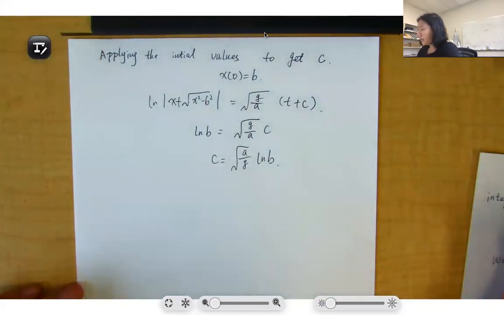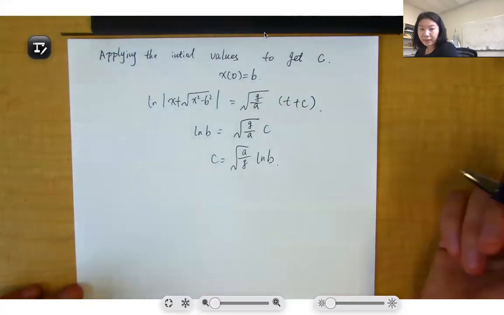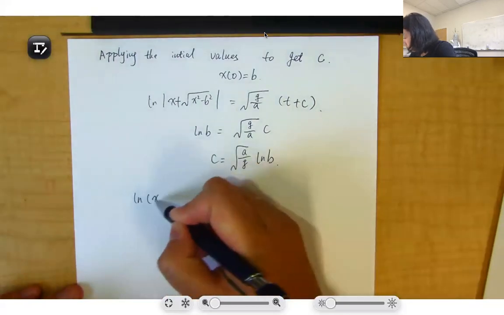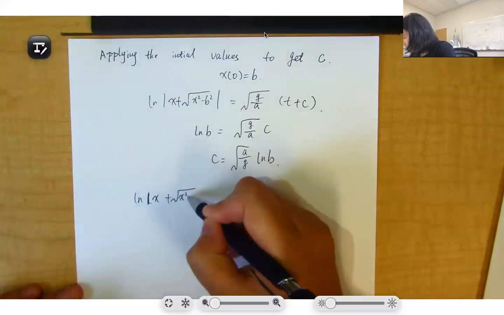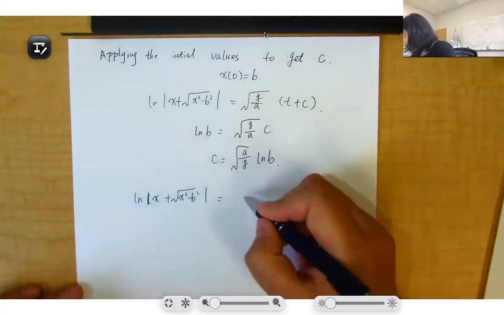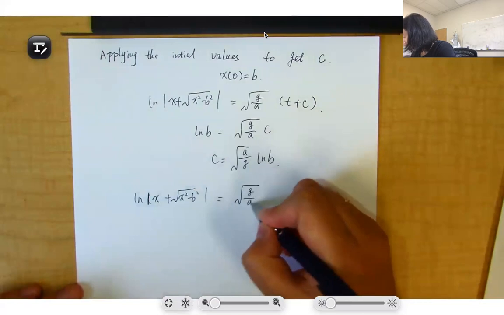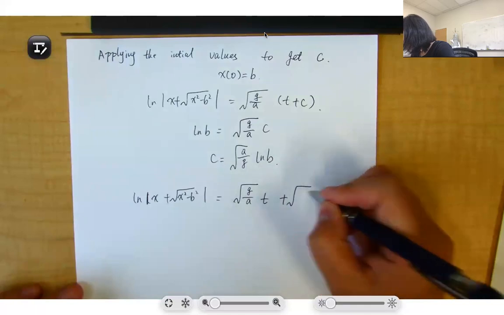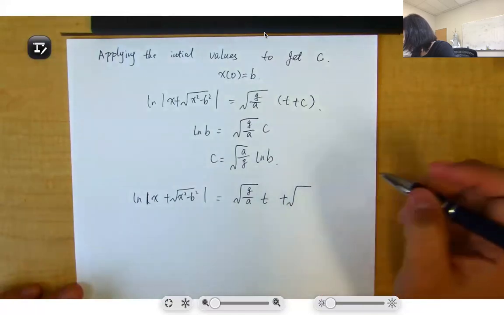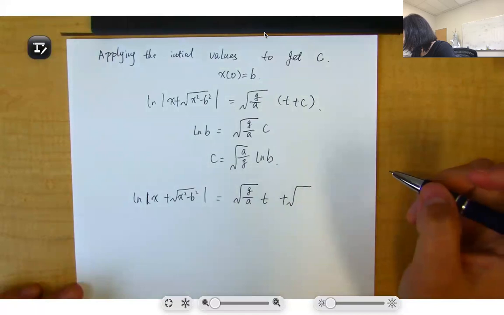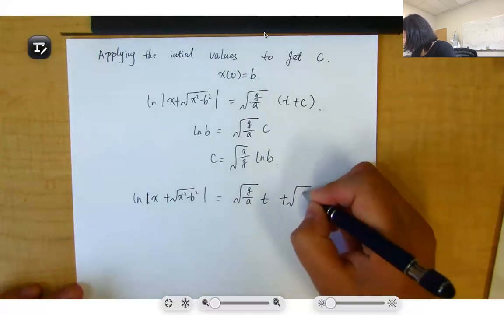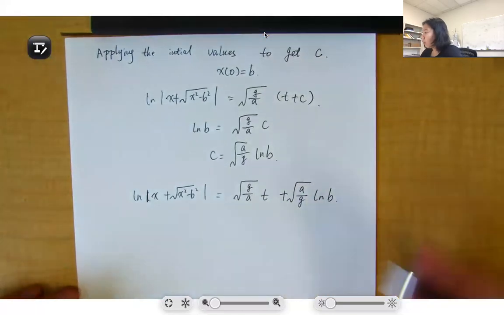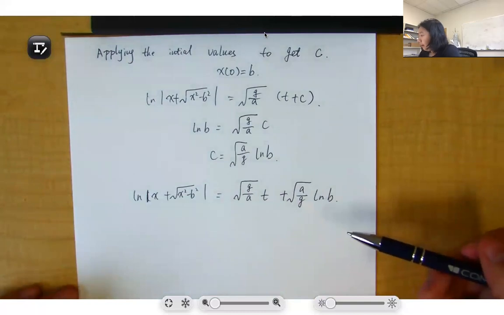After getting the constants, we can get our exact solution, which is ln of x plus the square root of x squared minus b squared equals the square root of g over a times t plus ln b. Okay, so that is our exact solution.